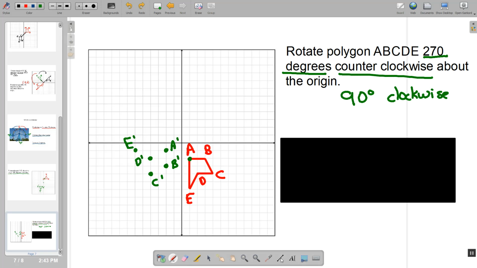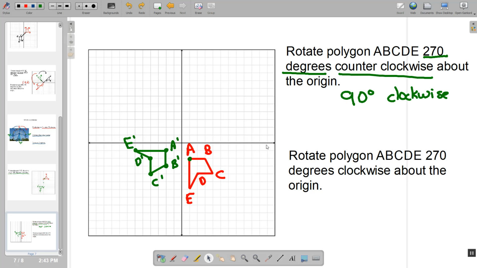Now we got all the points graphed, and we need to connect them. And there is our new rotation. So a little ugly, but it works out. You just got to go 1 point at a time. So now we're going to do the same thing in the opposite direction.